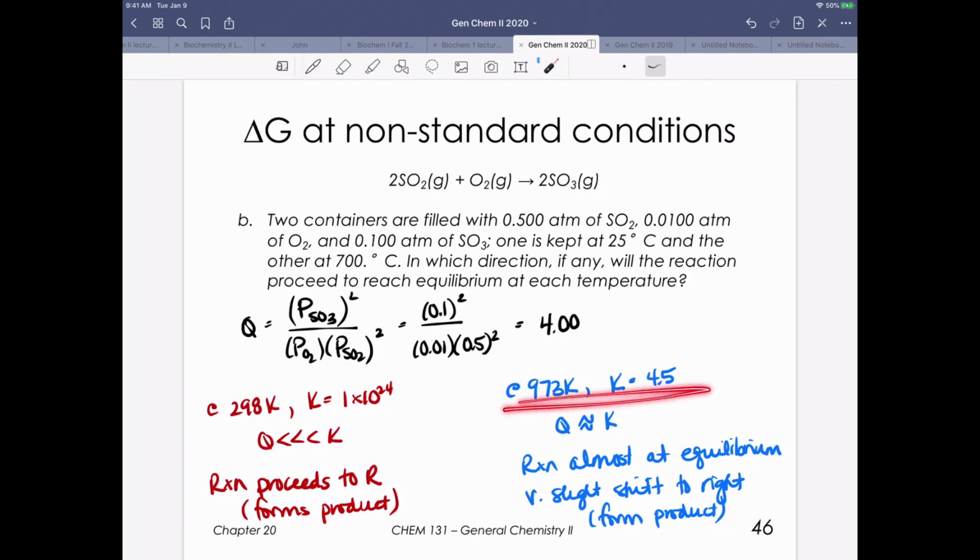When we see our situation here at 973, K was equal to 4.5. So in this case, Q is almost equal to K. We're a little bit less than K, so we still are going to shift to the right, but it's going to be a very slight shift to the right. We're going to make just a tiny bit more product, but not that much.